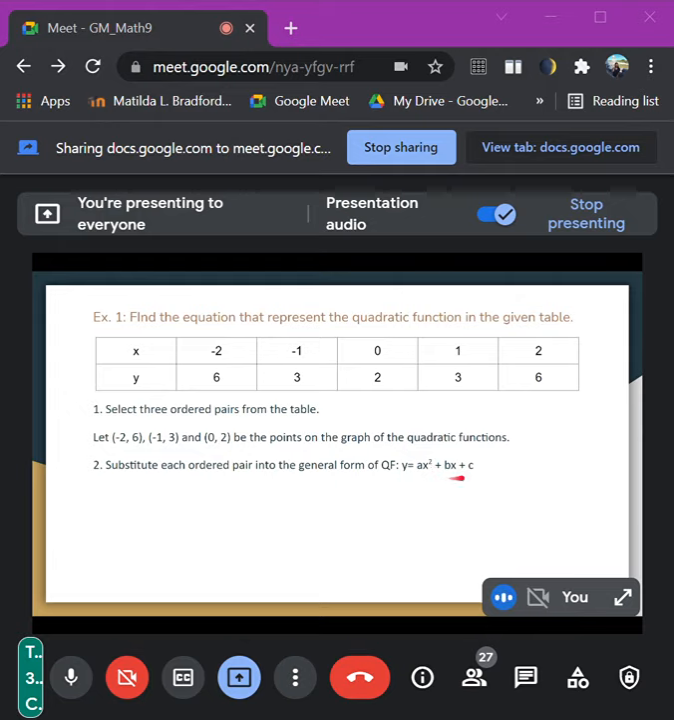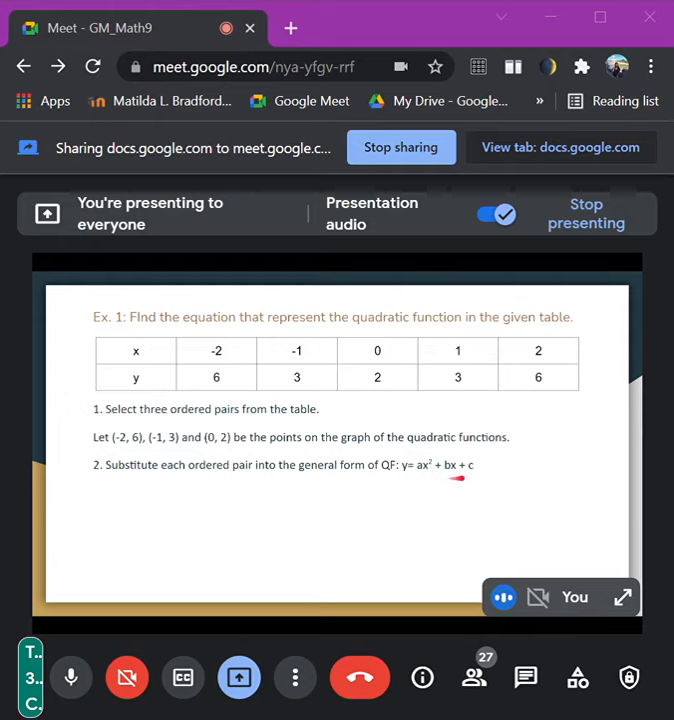So individually, your ordered pairs, you will substitute here. Remember that the first number there is your value of x, and the second number that you can see there is your value of y. So you will just substitute them. So I will start with negative 2 and 6.